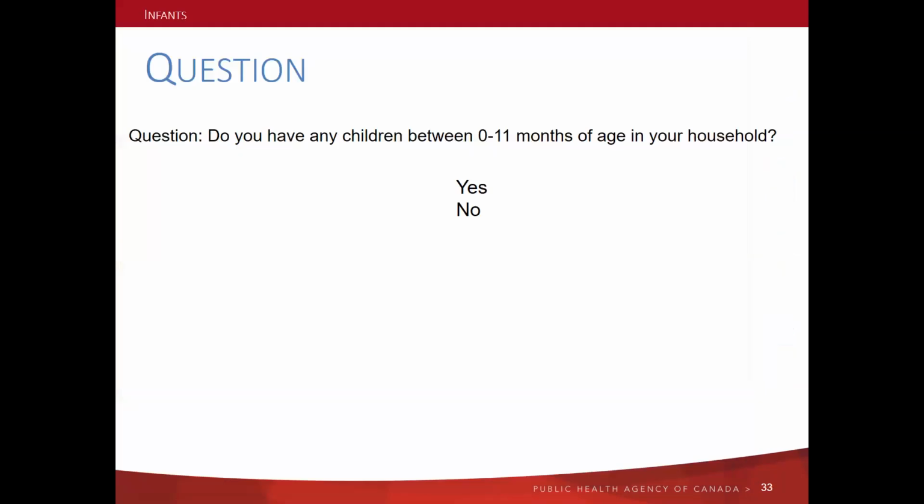And before we go on, I do want to ask a question. How many of us here have children between 0 to 11 months of age in our households? You can put the question up. I'll give you about 10 seconds to vote.